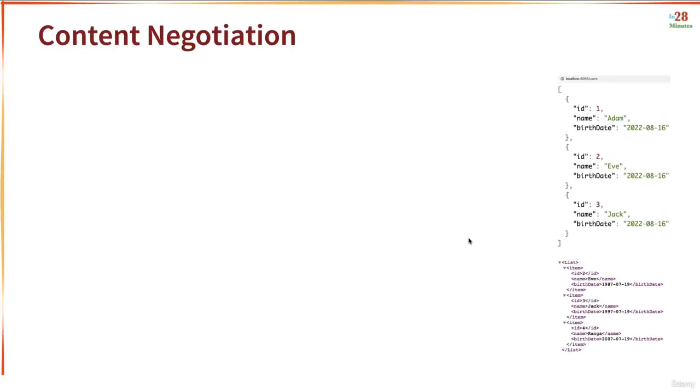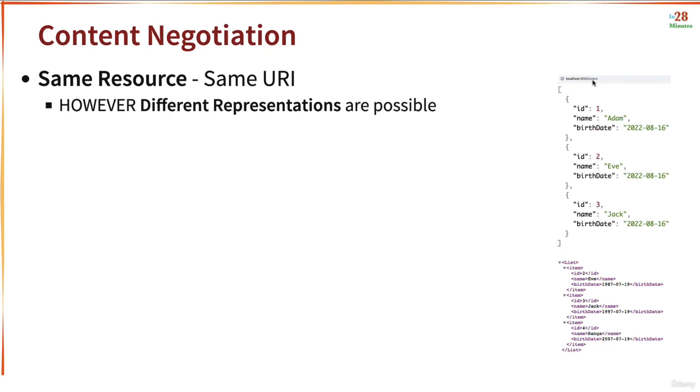Starting this step, let's look at content negotiation. What is content negotiation and why do we need it for our REST API? Typically, whenever we talk about REST resources, the same resource has the same URI. Whenever we talk about users, it is localhost:8080/users. So a specific resource has a specific URI.